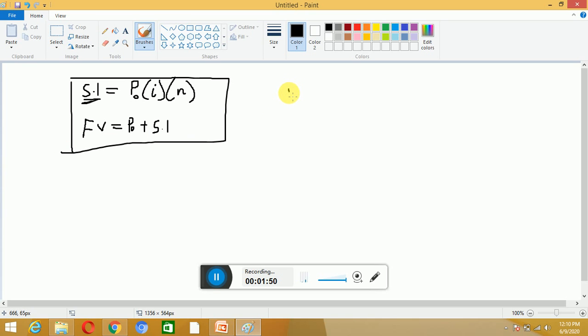Then in compound interest we discussed this formula. Future value is equal to P naught times (1 plus I) raised to the power N. We discussed these two formulas.